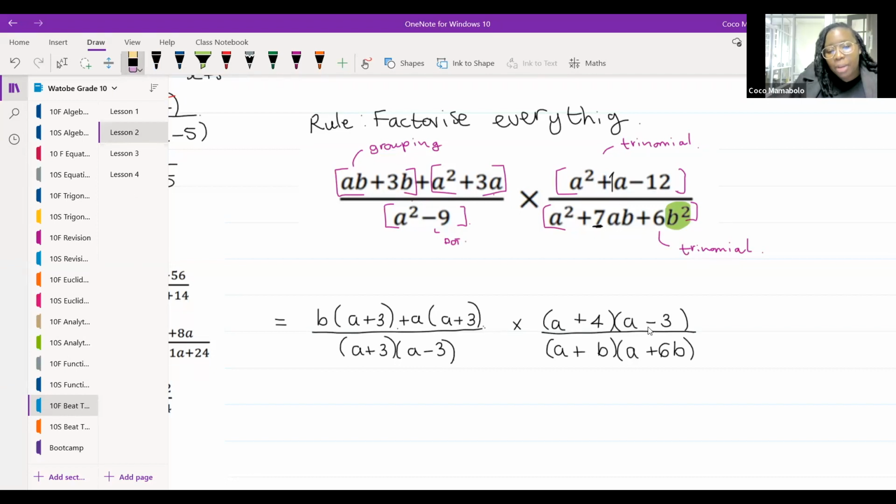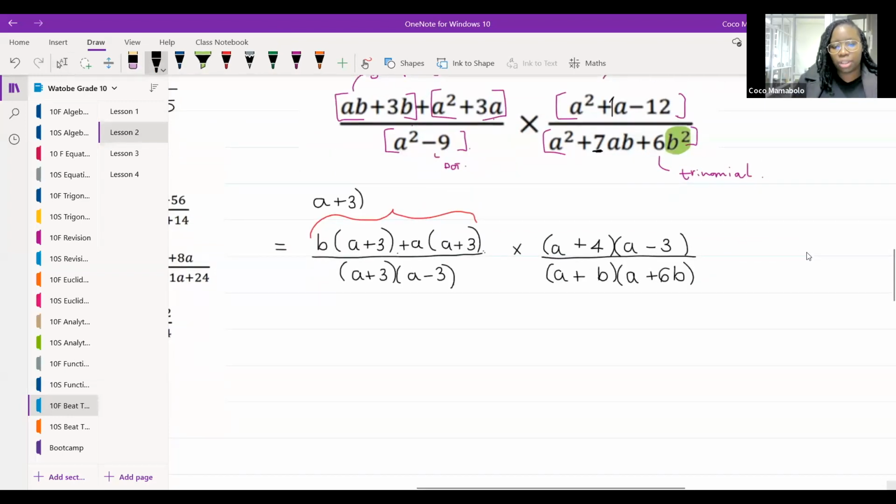All right, I'm going to clean this up over here, guys. Let's clean this part up, this one over here. My common bracket over here. What is my common bracket, guys? Good, it's A plus 3. So we're going to take A plus 3 out. Actually, let me do it on the next line. Okay, I'm going to do it down here.